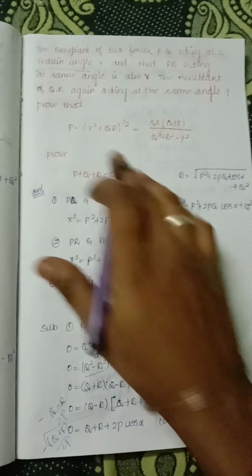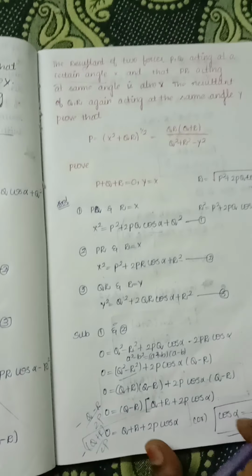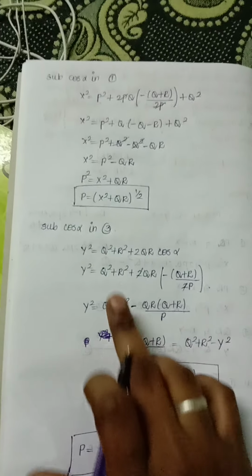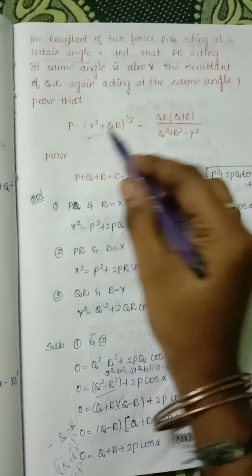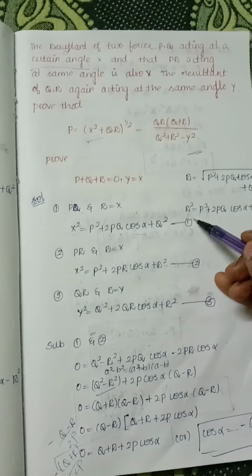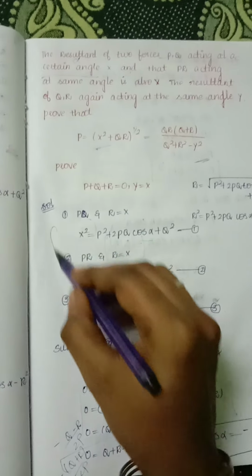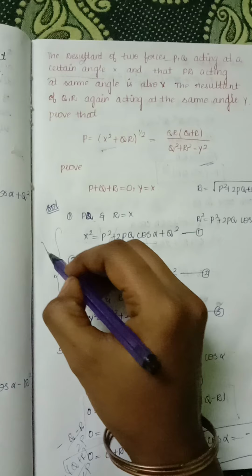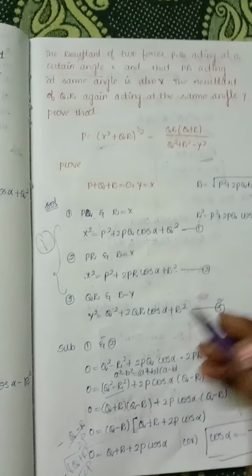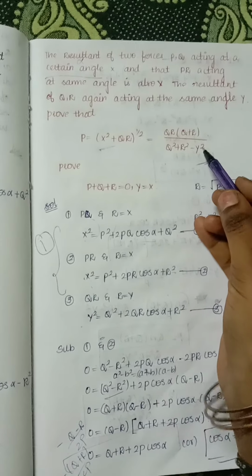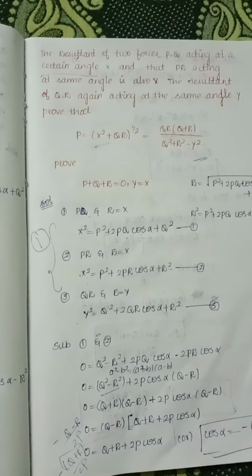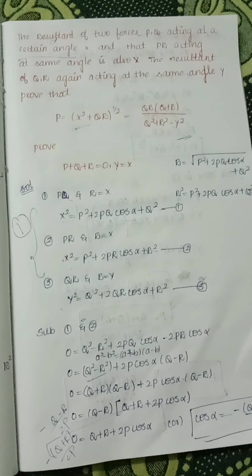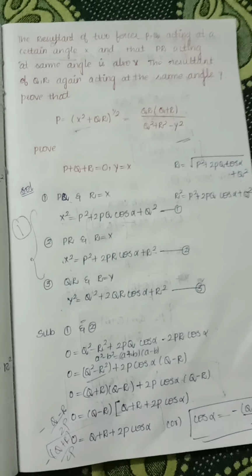Then we want to find our P value. We substitute this cos alpha into the equations, since we want to find x and y. We substitute into any one equation. Here we have y square and here both have x square, but whichever equation you choose, it gives the same answer.